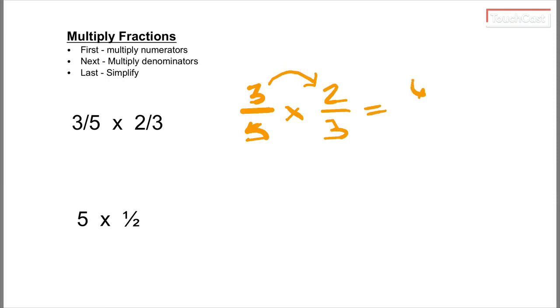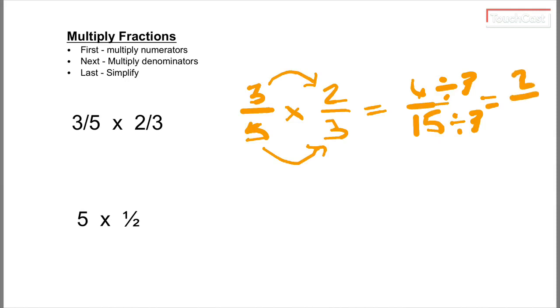Next, we're going to multiply the denominators, or the bottom numbers on the fractions. 5 times 3 is 15. Last, we're going to simplify. 6 and 15 share a common factor. It is 3. So we're going to divide both of those numbers by 3, and we wind up with 2 as our numerator and 5 as our denominator. 2 and 5 do not share a common factor, therefore it cannot be simplified, which means 2/5 is our final answer.